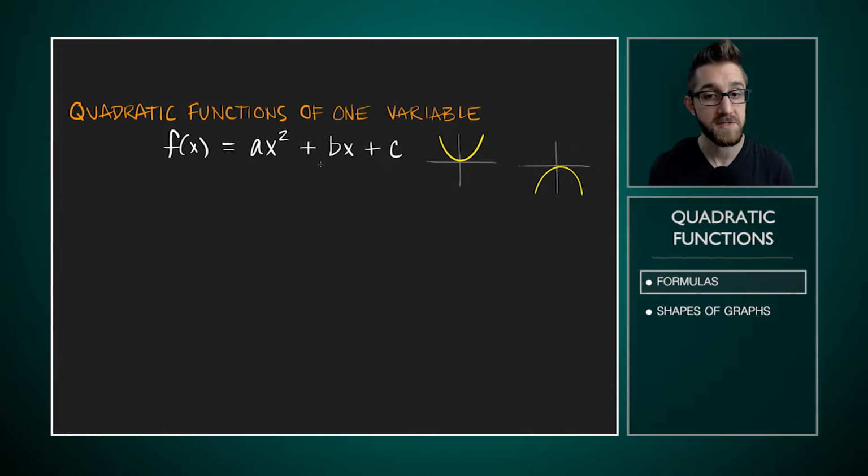You can think of the values of b and c as things that would shift the graph of this function up and down and to the left and right, but these are the two options for the types of shapes that we could get for a graph of a function like this.